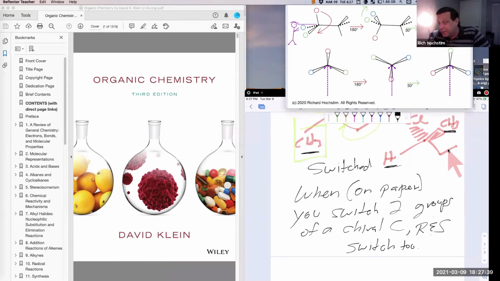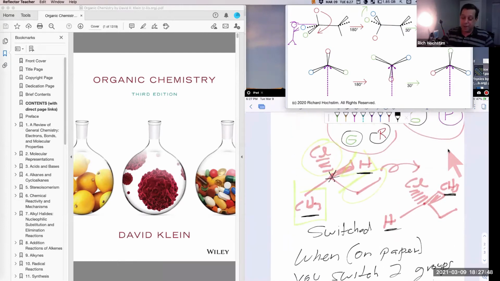So these are little skills that you can use to make your life easier when you're doing this. So I'm coming over here. I'm going to go 1, and then I'm going to come over here and go 2, and I'm going to go 3. I'm going to see the low priority group is coming out. So I'm going to go 1, 2, 3 and turn around, and I'm going to call this S.